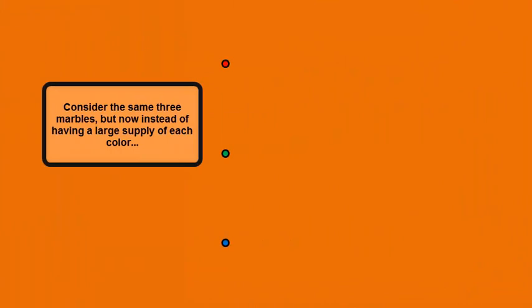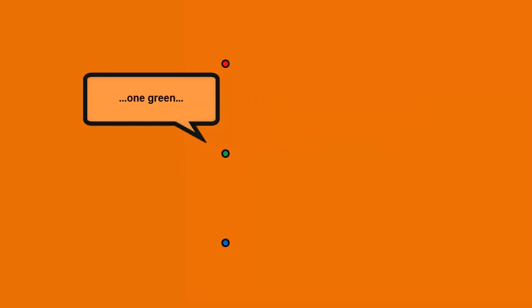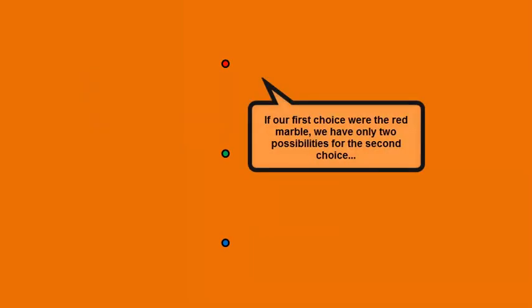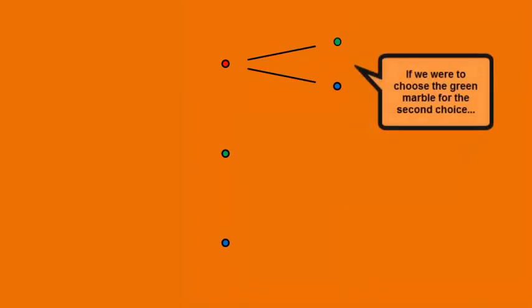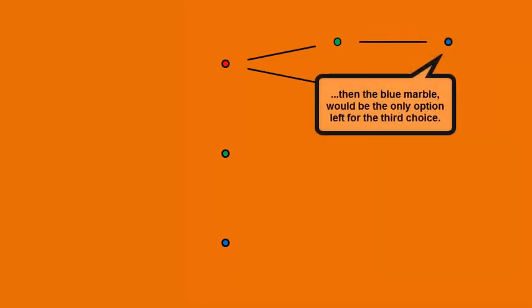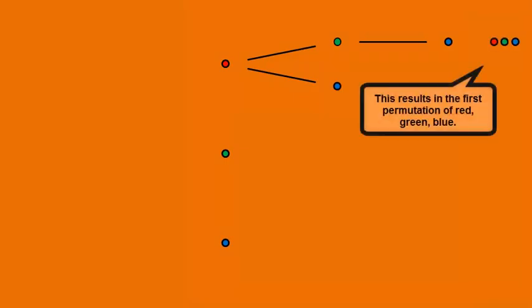Consider the same 3 marbles, but now instead of having a large supply of each color, we have only 3 marbles, 1 red, 1 green, and 1 blue. If our first choice were the red marble, we have only 2 possibilities for the second choice, which would be either the green marble or the blue marble, since the red marble has already been chosen. If we were to choose the green marble for the second choice, then the blue marble would be the only option left for the third choice. This results in the first permutation of red, green, blue.